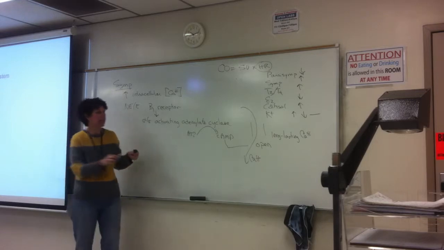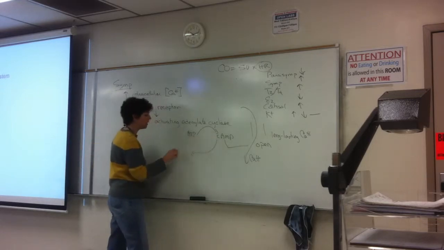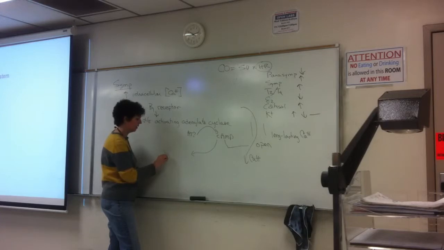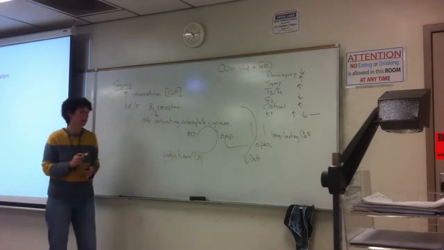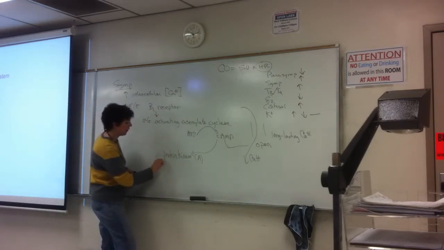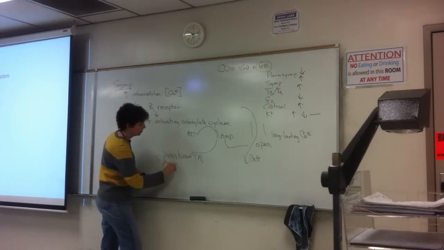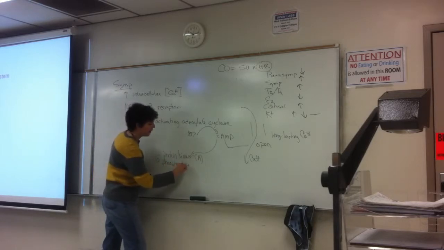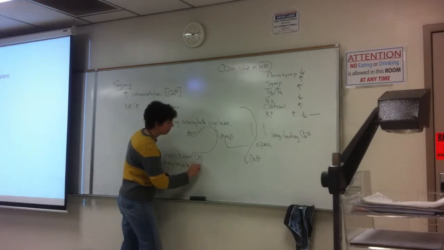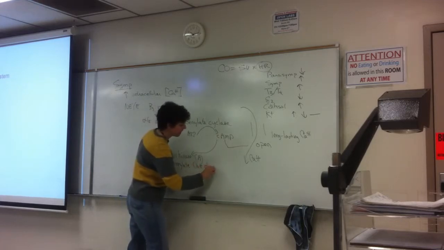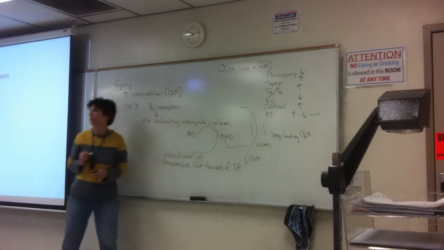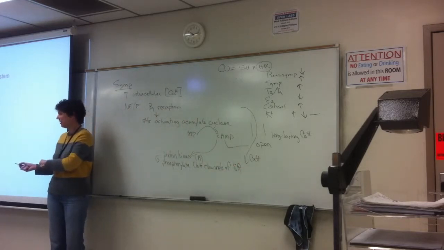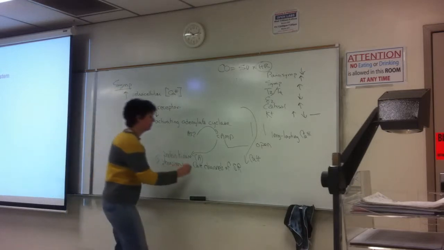All right? In addition, cyclic AMP is going to activate protein kinases. Protein kinases are going to phosphorylate, meaning add a phosphate group to calcium channels in the sarcoplasmic reticulum. And so we add intracellular calcium to our cell.